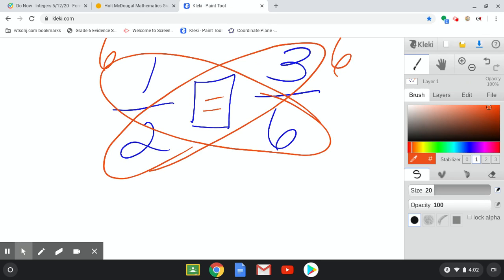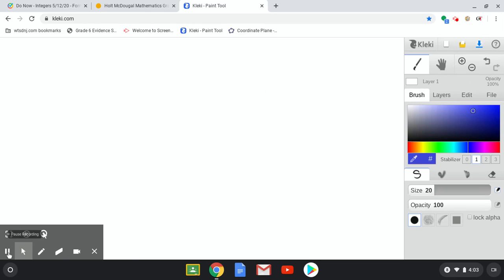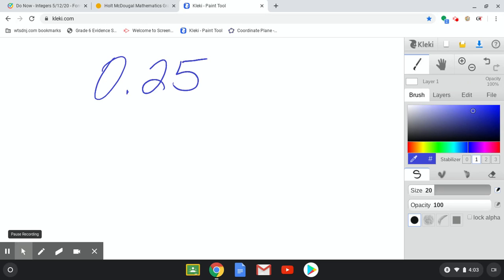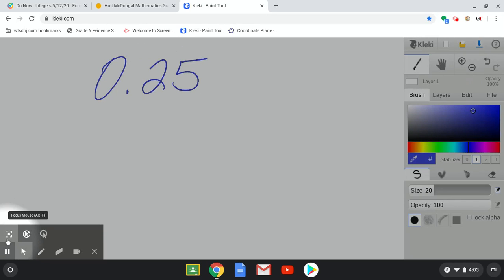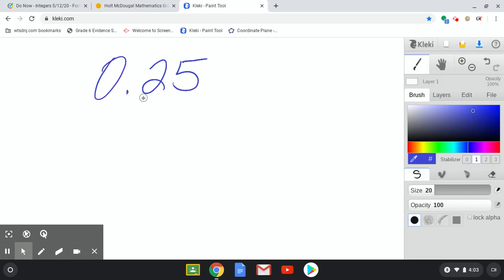Now let's review writing decimals as fractions. Okay, so if I had the decimal 0.25, I'm going to read this as a decimal. So how would I say this? Instead of saying 0.25, this is 25 hundredths. Because the 5 is in the hundredths place, I say that place value. So this is 25 hundredths.